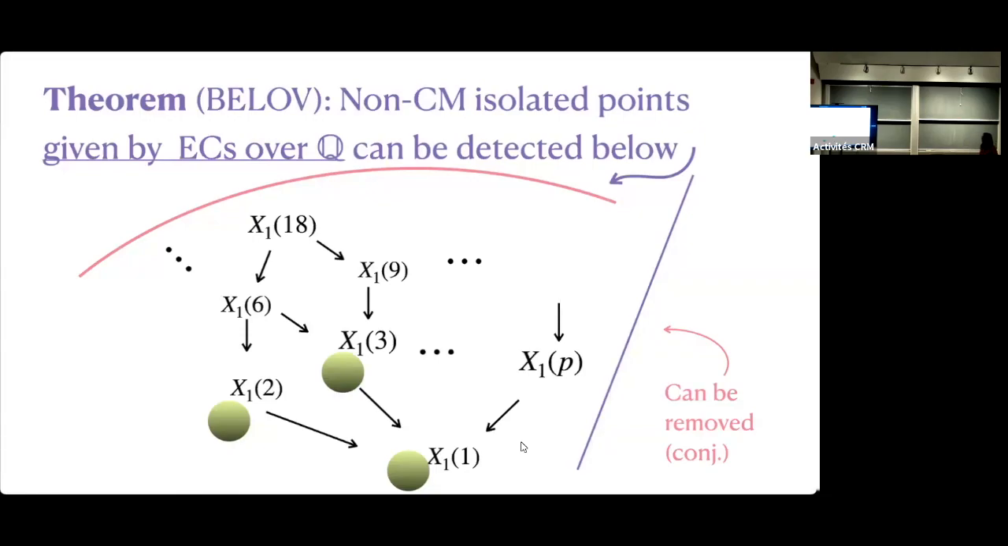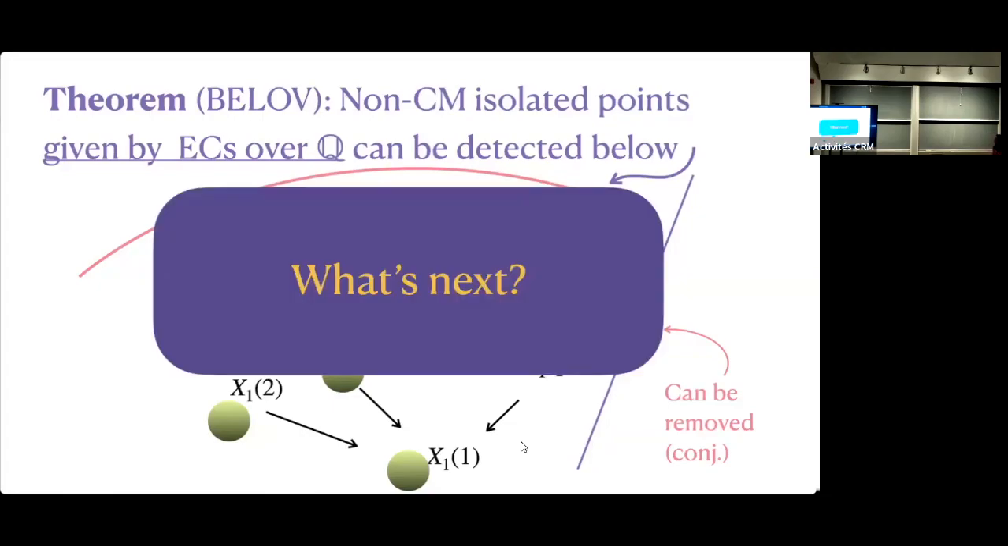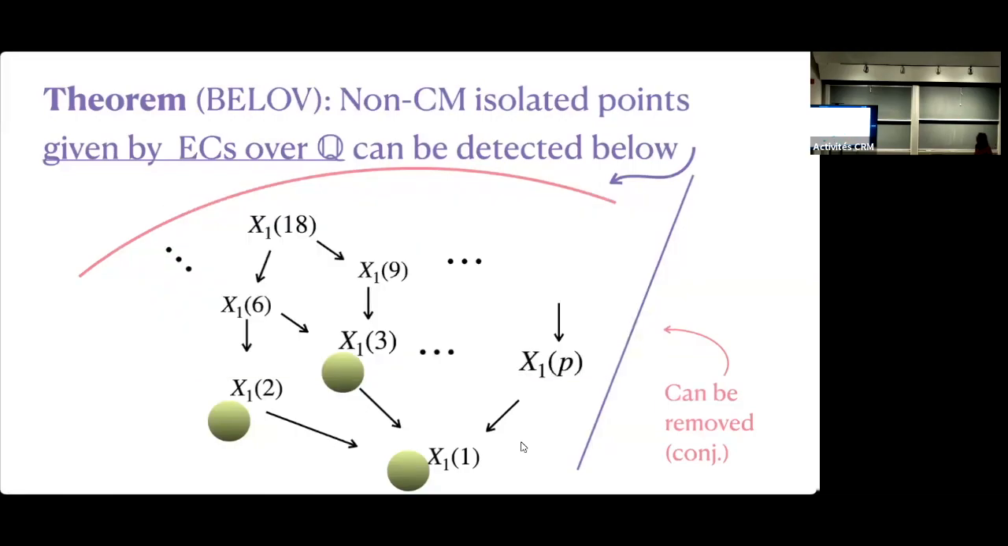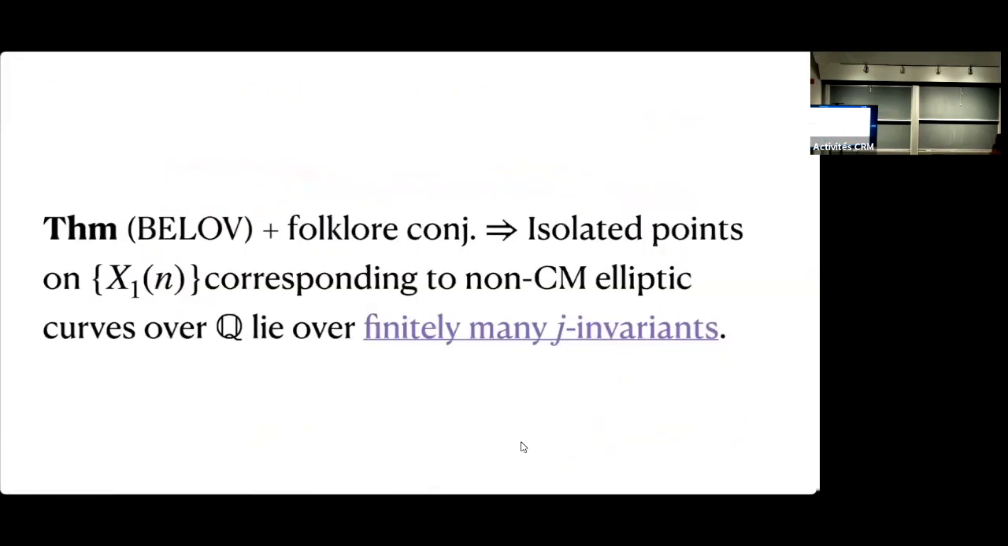Okay, so in my last few minutes, I just want to talk about a few things that we can go from here. So the theorem that I just presented, together with this folklore conjecture that I said allows you to remove that line, chopping it to finite width, it tells you that isolated points on this tower corresponding to non-CM elliptic curves over Q lie over finitely many J invariants. So there's finitely many non-CM elliptic curves over Q that correspond to these isolated points.